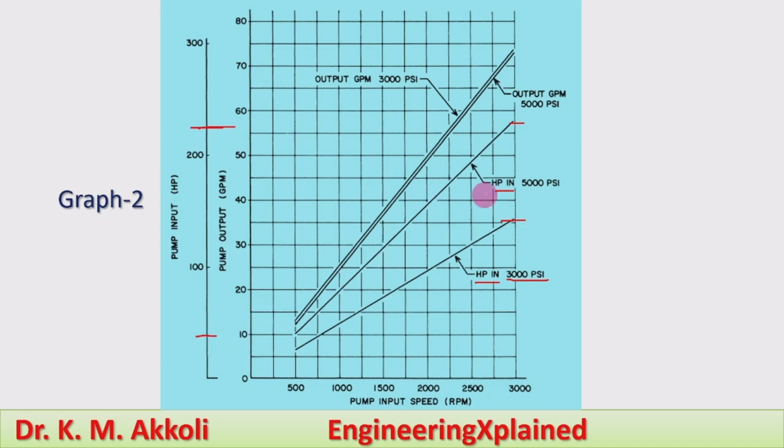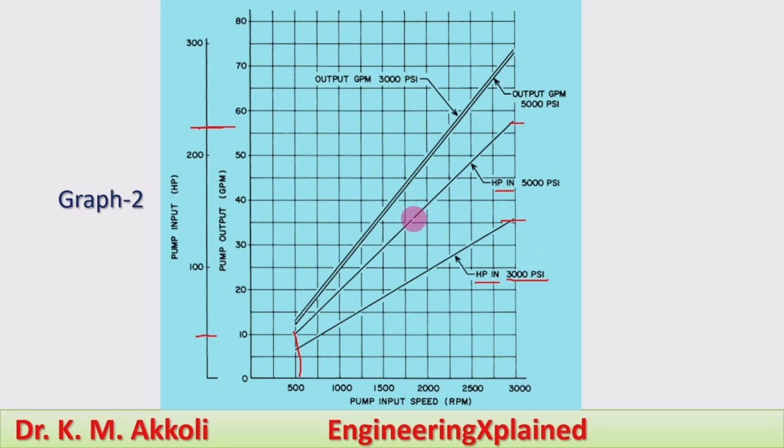In these two curves we can see the input power against speed. The minimum value for the 3000 psi pressure and 5000 psi pressure is at 500 pump input speed. At 500 RPM we get the minimum value, and the maximum value we get at 3000 RPM.